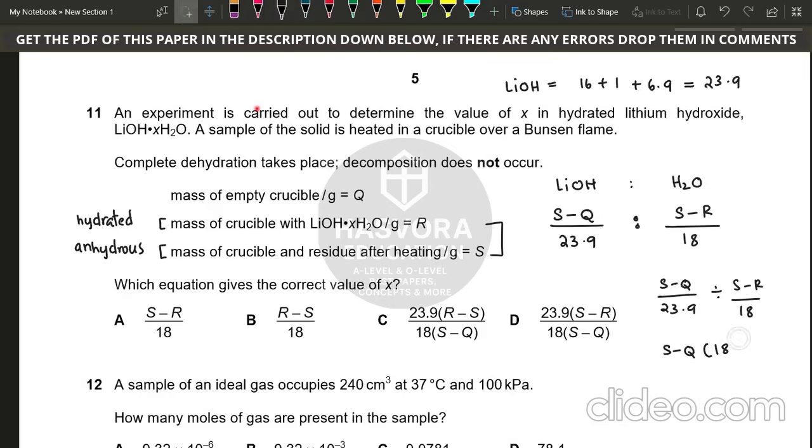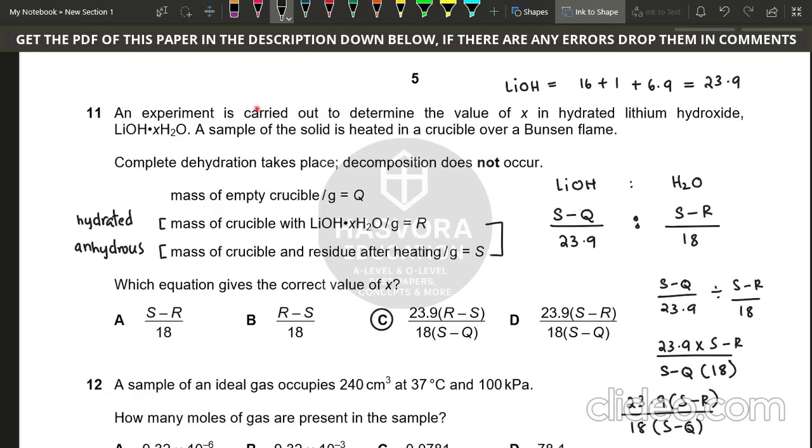So let's just reciprocate this. Let me move this a little bit down. So it will be S minus Q into 18, over 23.9. I actually reciprocated the first fraction, okay, into S minus R. Okay, so you can just simply write it as 23.9 into S minus R divided by 18 into S minus Q. So what option looks similar? It is your option C. Okay, so option C is your answer.